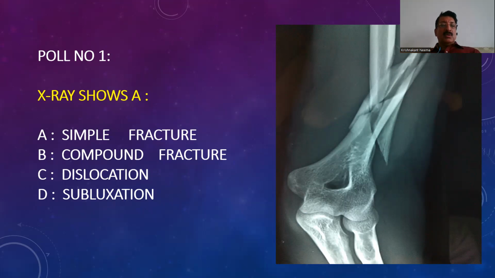So now if we have to comment on the X-ray, this is an X-ray of a skeletally mature person showing the lower end of arm, humerus, elbow, upper end of ulna and radius. And there is some abnormality, which could be, now I'm asking you, is it A, a simple fracture, or B, a compound fracture, or C, a dislocation, or D, a subluxation? Who will tell me: A, B, C, D?